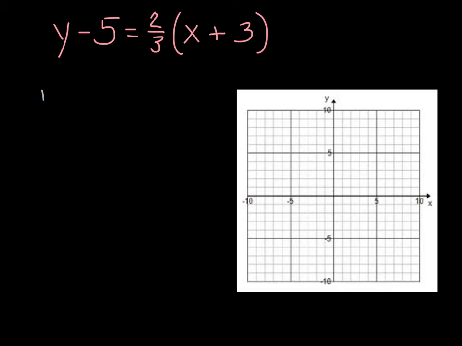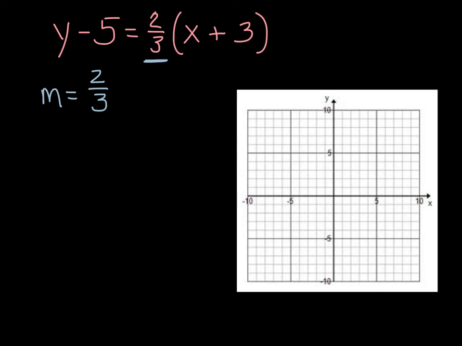Okay, so as we look at a problem, y minus 5 equals 2/3 times x plus 3. Okay, so things that we have to identify as we look at point-slope form. We have to identify the slope. Okay, so looking at this, hopefully you see our slope is 2/3. That's a rise of 2 and a run of 3.